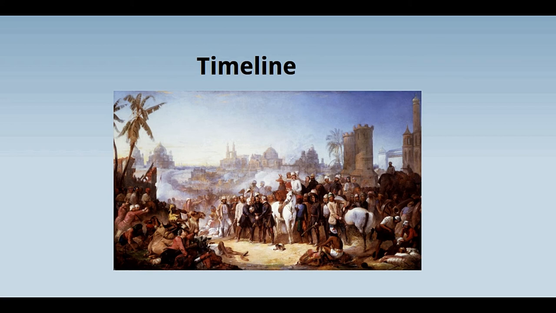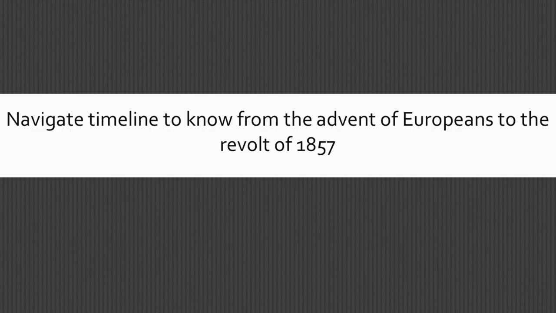Timeline. Navigate timeline to know from the advent of Europeans to the revolt of 1857.